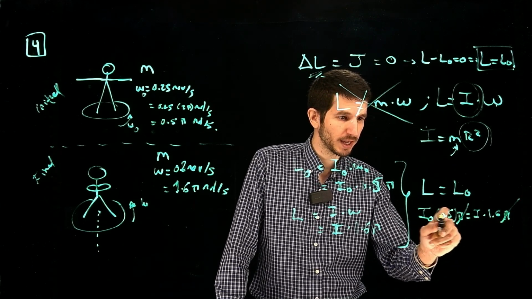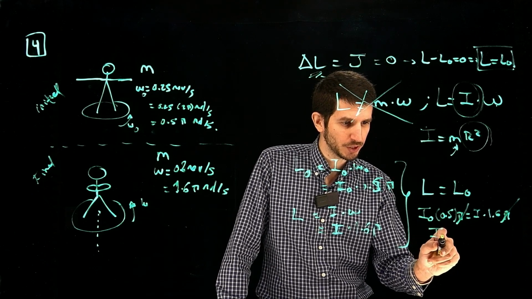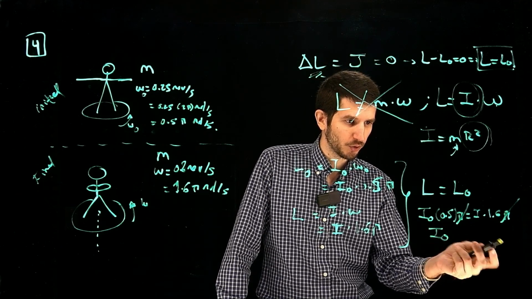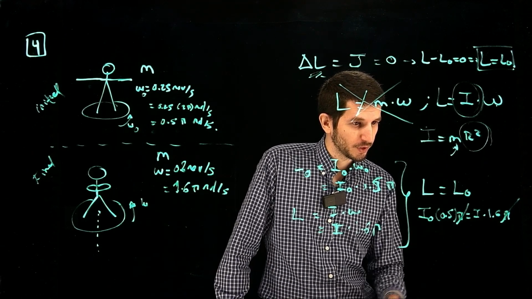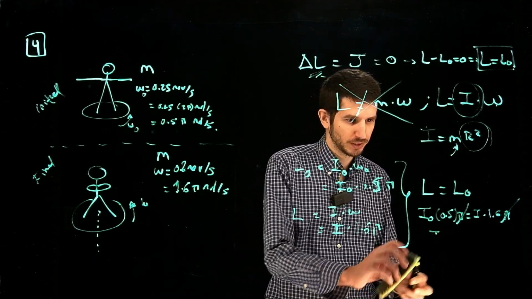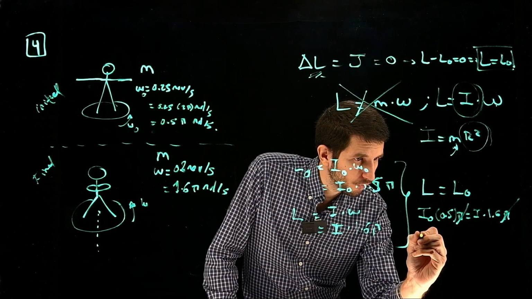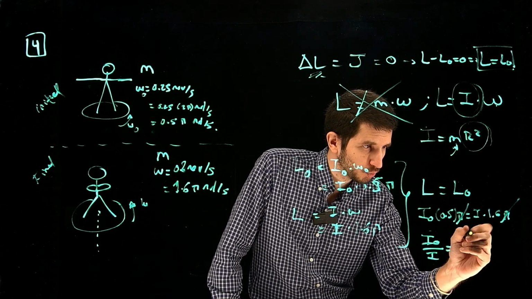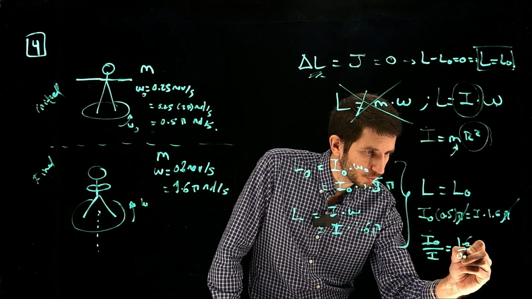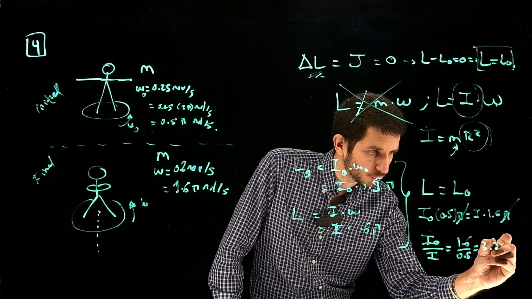Pi and pi cancel, and what I can do is take the ratio of the initial, or let's do it the other way because it's more comfortable. Ratio of initial to final, it's equal to what? 1.6 divided by 0.5, which is 3.2.